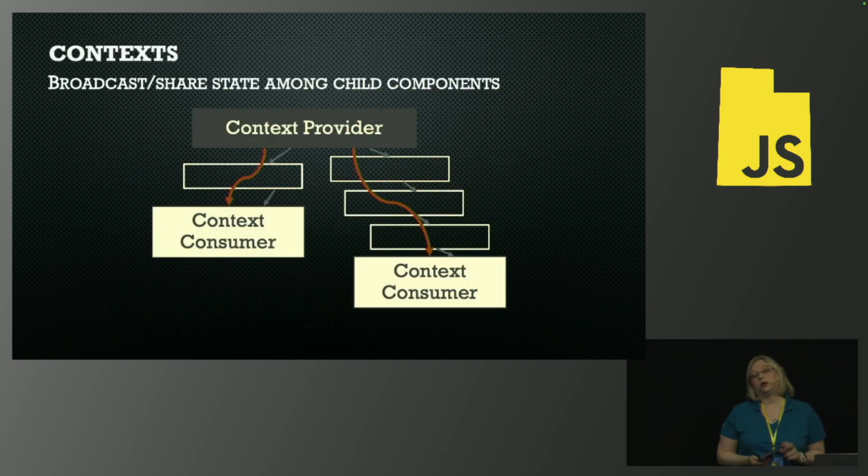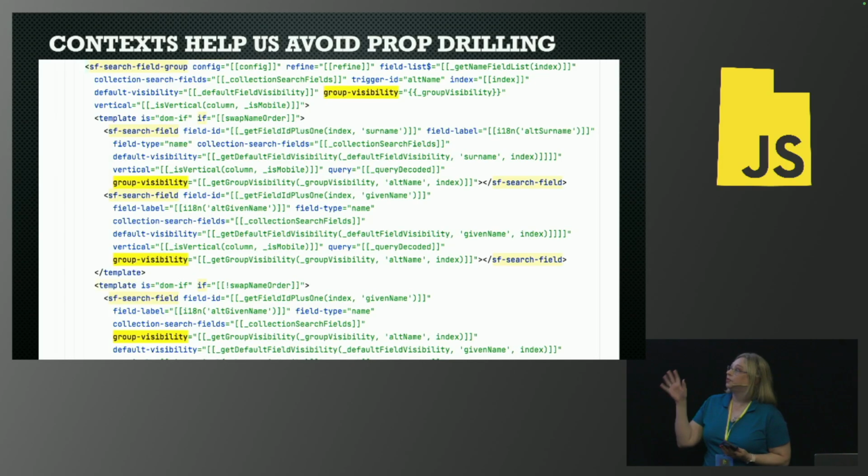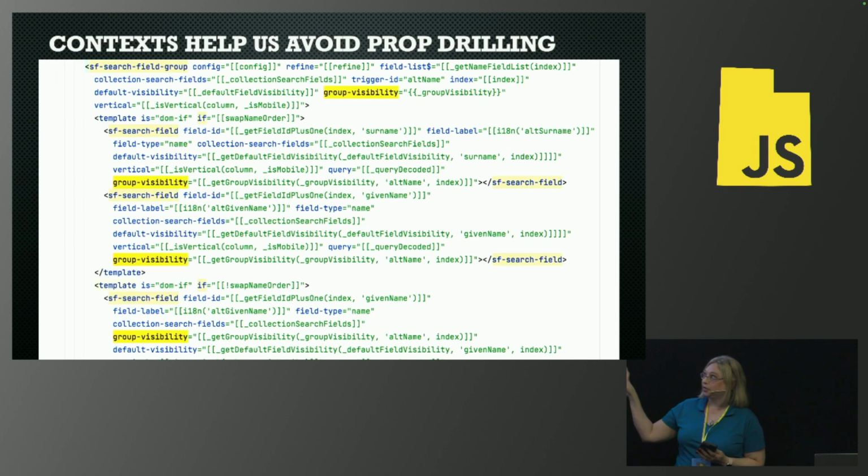Contexts are also important. They broadcast and share state among child components, and in a way that you don't have to pass the props down. You can just use a hook to get to those props at any time. This is an example of some old code that we had that's not in use anymore from our Polymer days.